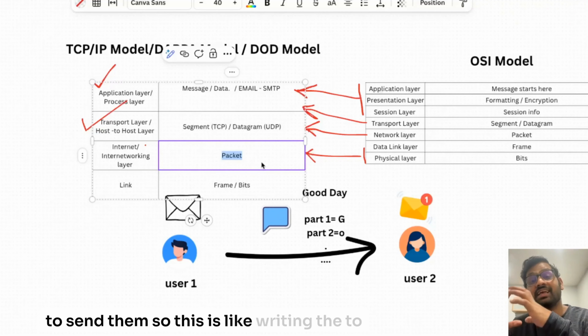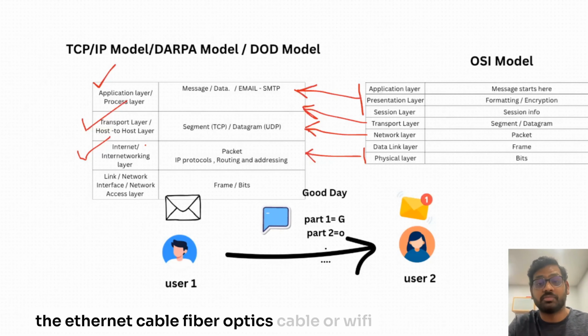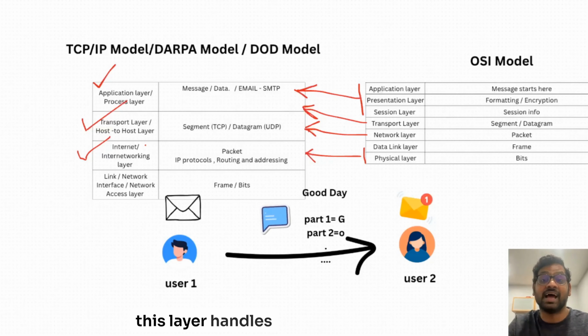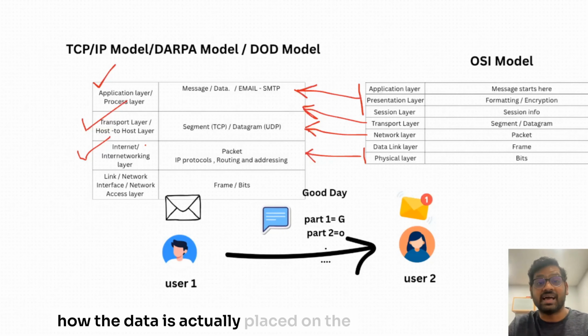So this is where you see all the IP protocols, routing and addressing. This is what happens at the internet layer. And next we have the link layer, which is also called the network interface or network access layer. This layer deals directly with the physical network hardware, whether your data travels through an Ethernet cable, fiber optic cable, or Wi-Fi. This layer handles how the data is actually placed on the network medium. Protocols like Ethernet and Wi-Fi operate in this particular layer.